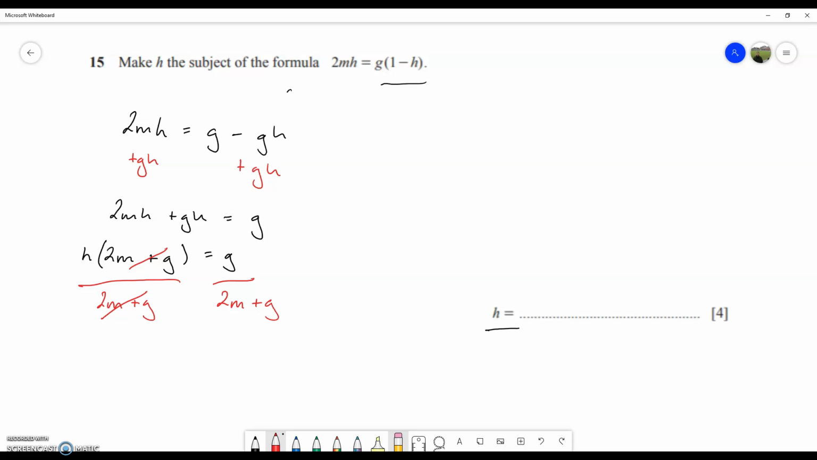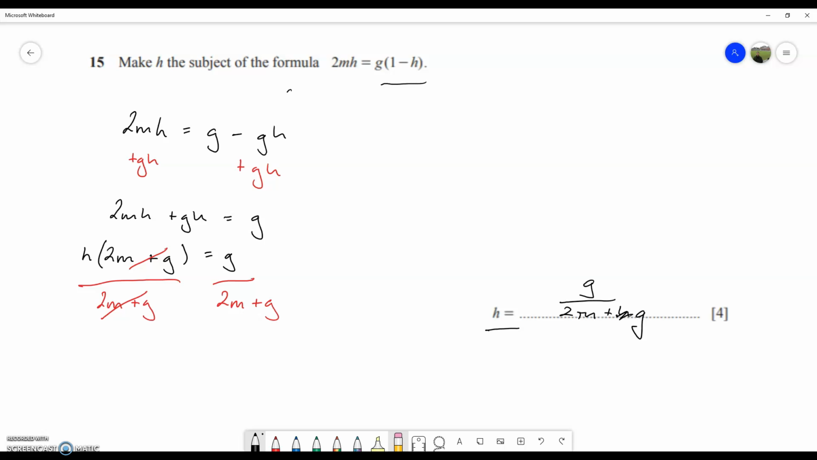So the answer would be g divided by 2m plus g. Don't forget to put your answer in the line part. Oh, whoops, and that should be g as well.